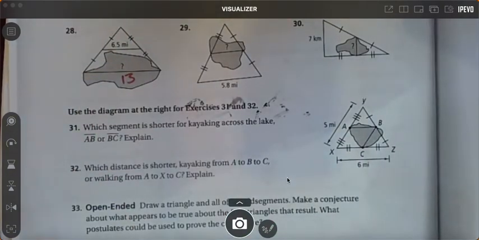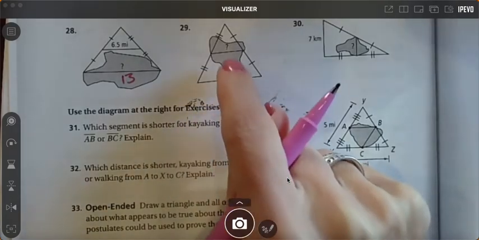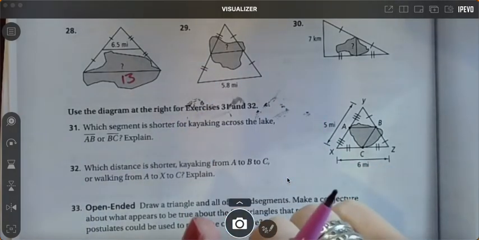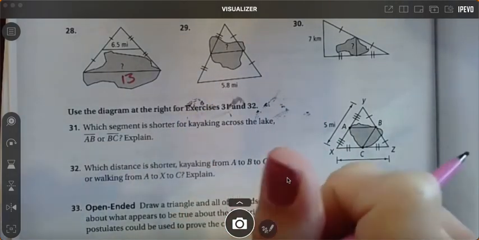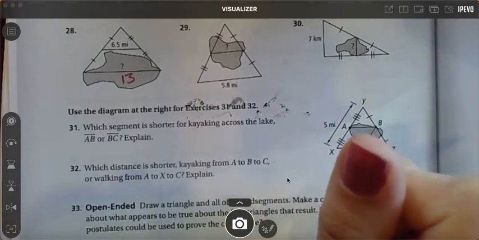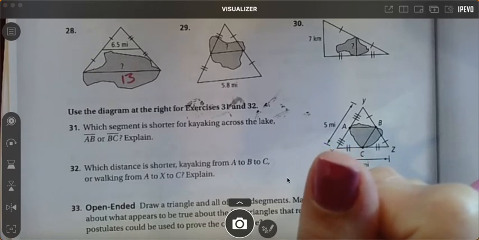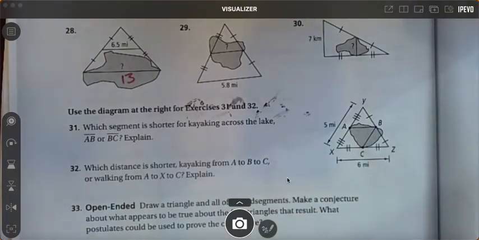13 miles. If this is 5.8 miles, how do you find this distance? Divide it by 2. Can somebody tell me 5.8 divided by 2? Anybody? 2.65. Somebody tell me. What'd you get? What's 5.8 divided by 2?